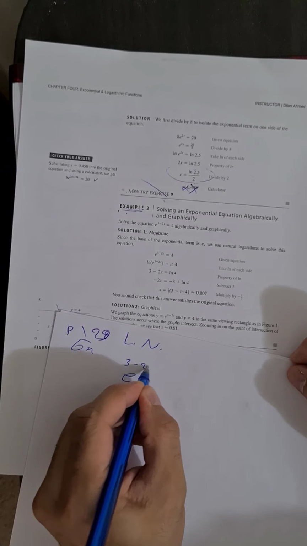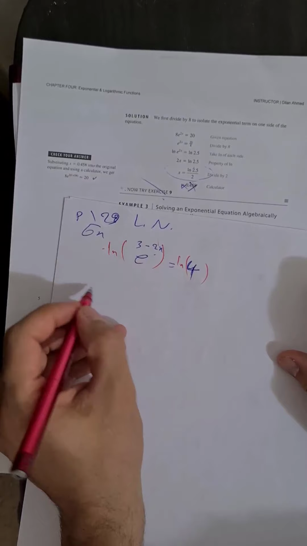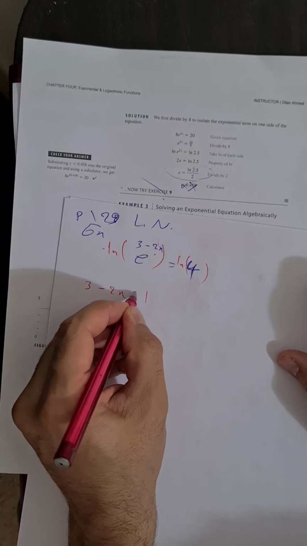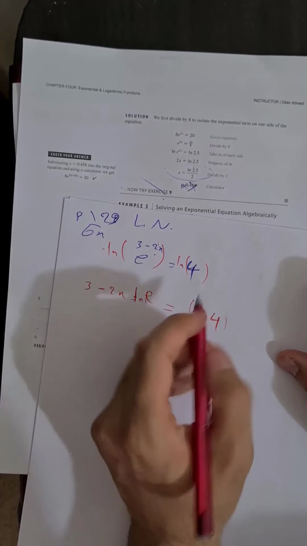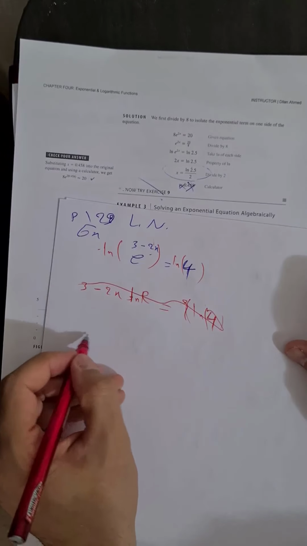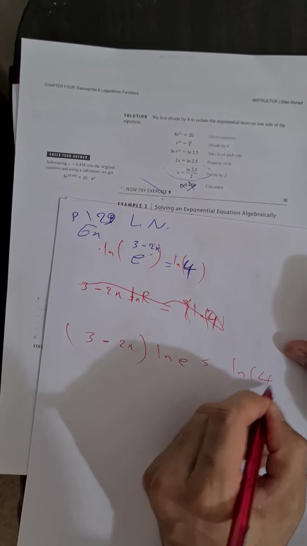In the other example, on page 129 in your lecture note, example 3, I have e to the power of 3 minus 2x is equal to 4 again, and it's easy. Why? Because I have an exponential, I'll take ln to both sides, as you know. So ln of e to the power of 3 minus 2x is equal to ln of 4. Am I right, students? Yes. So (3 minus 2x) ln e is equal to ln of 4.